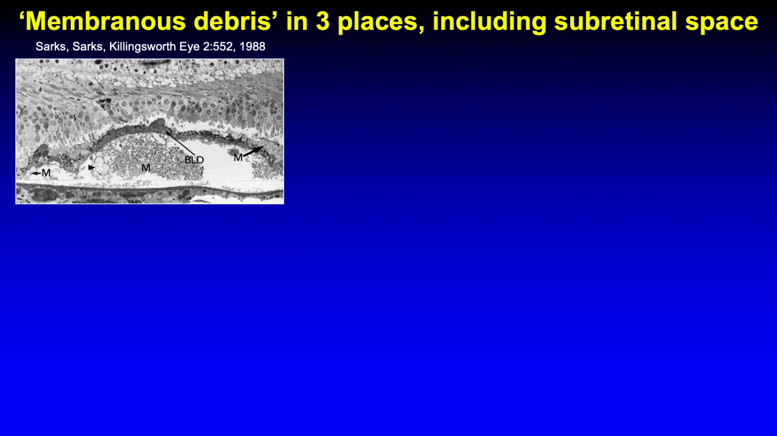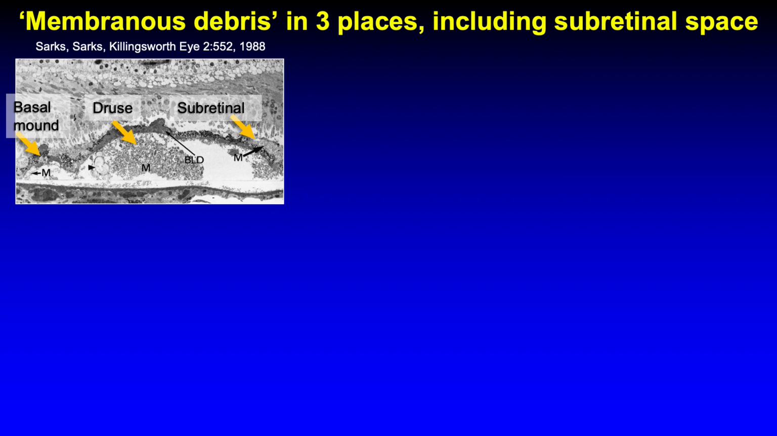In their description of membranous debris, the Sarks-Killingsworth group pointed out this material in three extracellular locations in AMD eyes: in drusen, in basal mounds inside the basal laminar deposit, and in the subretinal space. They speculated a photoreceptor origin for the latter. Now, a general problem is that in postmortem eyes, the retina frequently detaches. It is possible that this deposit is just damaged cells.